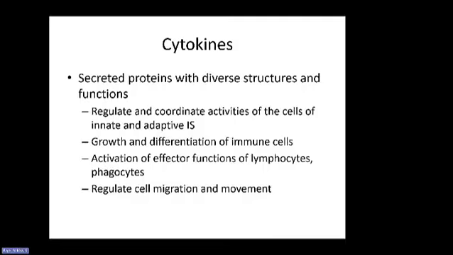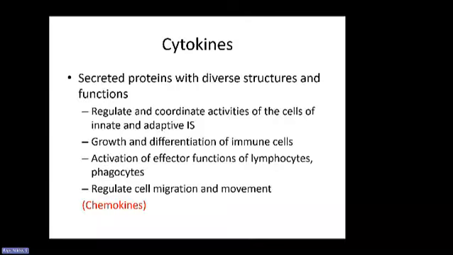They help in activation of effector functions of lymphocytes and other cells like phagocytes, and they help in regulating cell migration and movement. And the particular cytokines that help in cell migration and movement are called chemokines. So again, a really important feature of the system, and it plays a vital role in providing the immune response. These molecules are called cytokines that play a major role both in the innate and adaptive immune system.